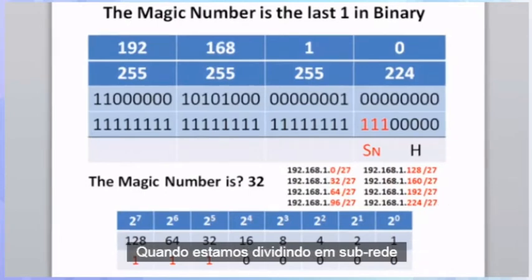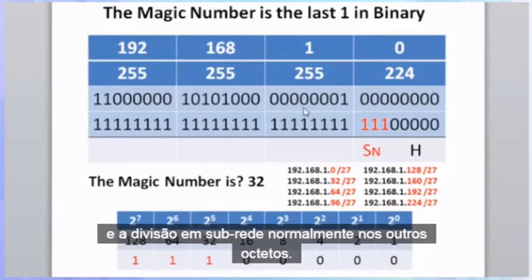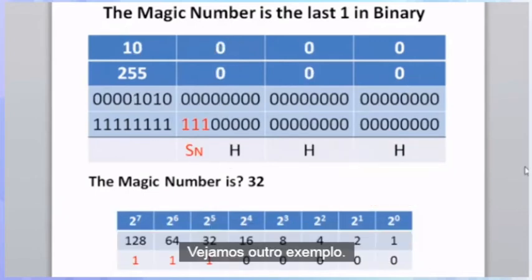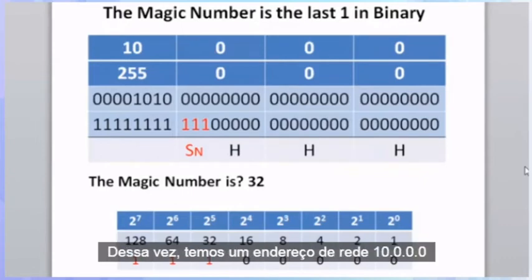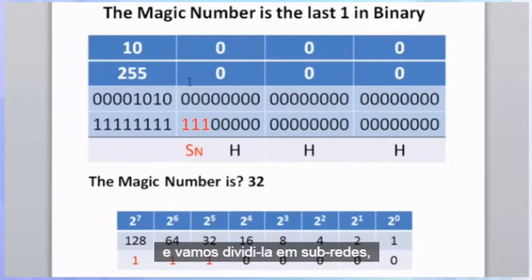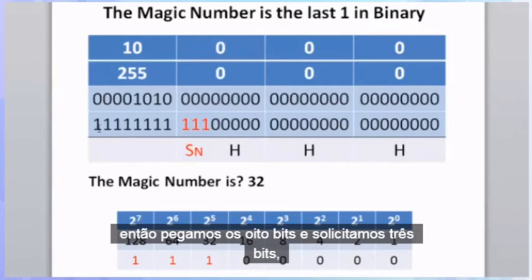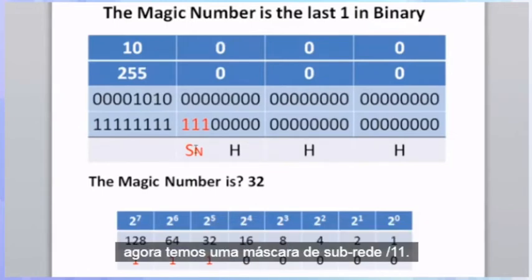What about when we're subnetting from a Class A or Class B network address, and subnetting generally in the other octets? Let's take a look at another example. This time we have a 10.0.0.0 network address and a classful Class A subnet mask, and we're going to subnet it. So we've taken the 8 bits and borrowed 3 bits, and now we have a /11 subnet mask.